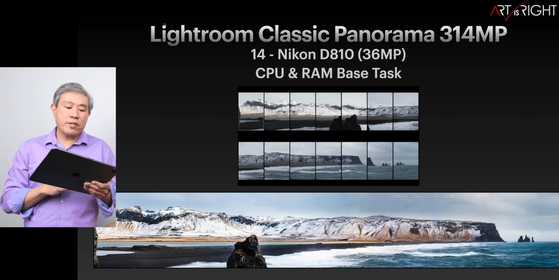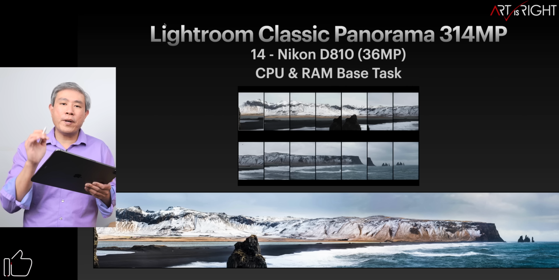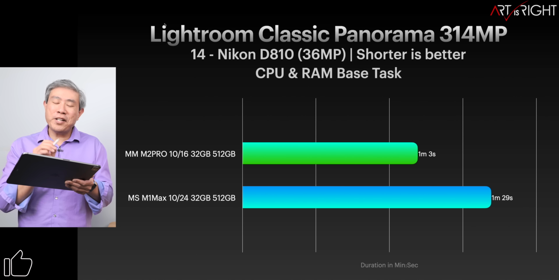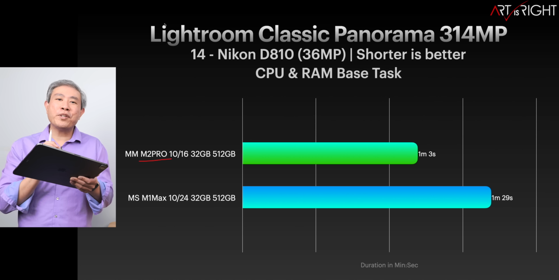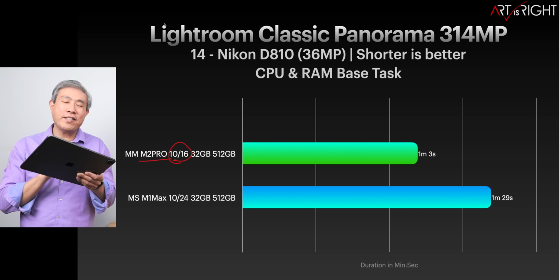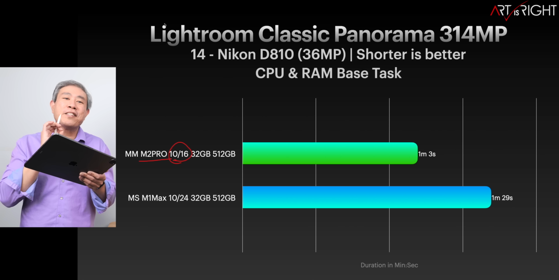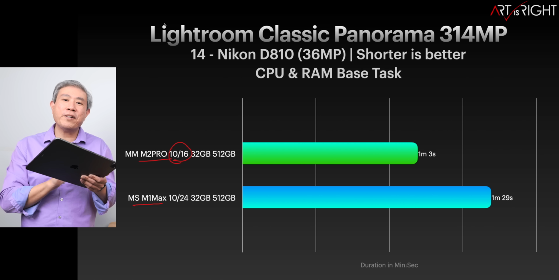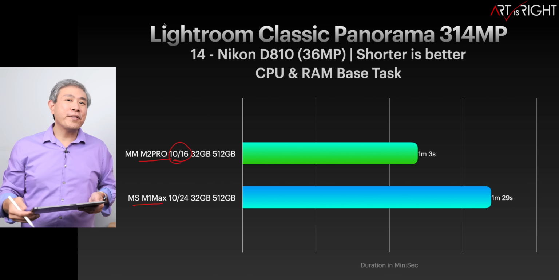How about Panorama Merge? Taking 14 Nikon D810 36 megapixel images and combining them together to create a 314 megapixel DNG. Let's take a look. So, interestingly enough, the new M2 Pro is running faster. And this is, by the way, the base M2 Pro chip. This is not even the top M2 Pro chip. It's running much faster, by close to 30 seconds, compared to the M1 Max. So those are the things to think about.